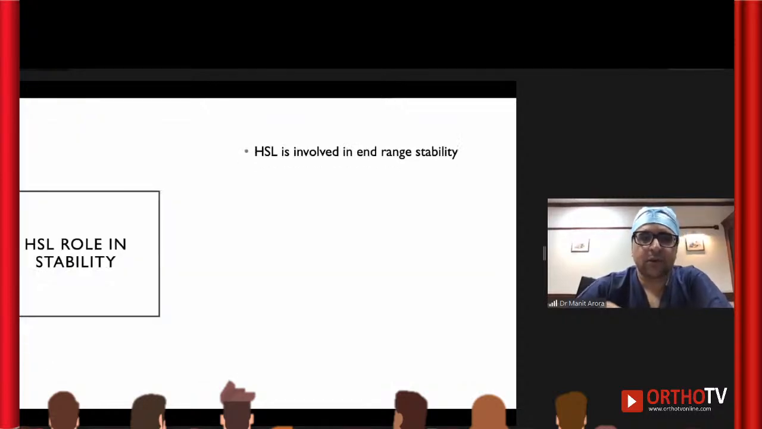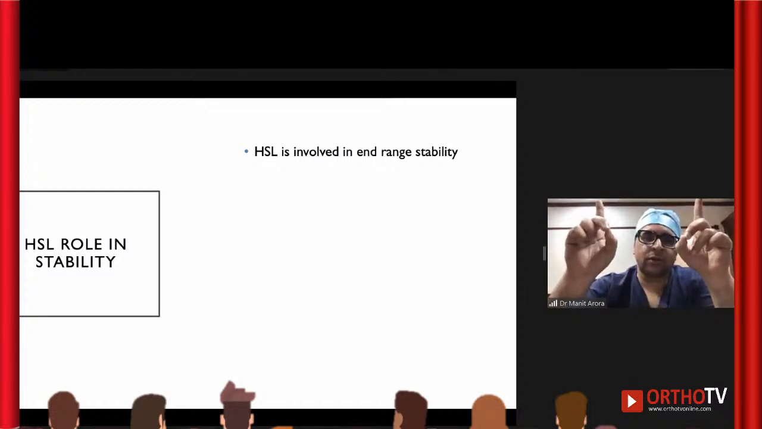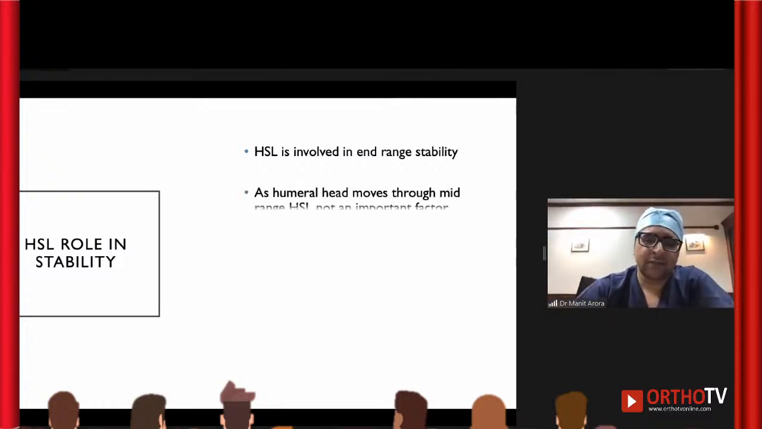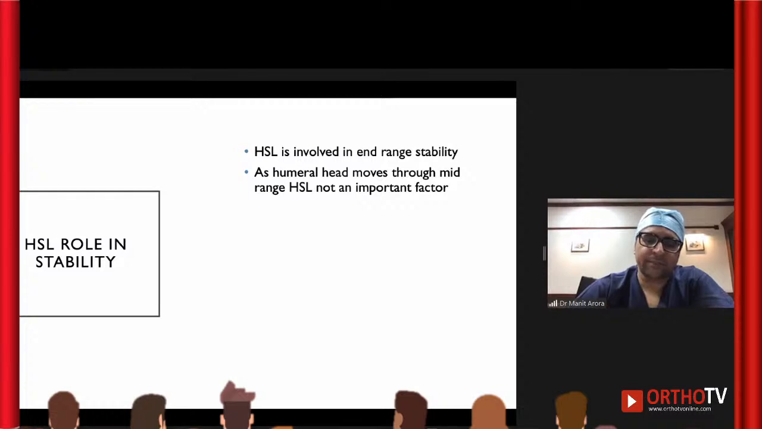So what's the role of the Hill-Sachs in stability? It's primarily involved in end-range stability, not in mid-range stability. And they're two very different and important concepts to understand for the shoulder. There's mid-range instability and there's end-range instability. So the Hill-Sachs plays a vital role in the end range of motion. As the humeral head moves through the mid-range, the Hill-Sachs is really not important.